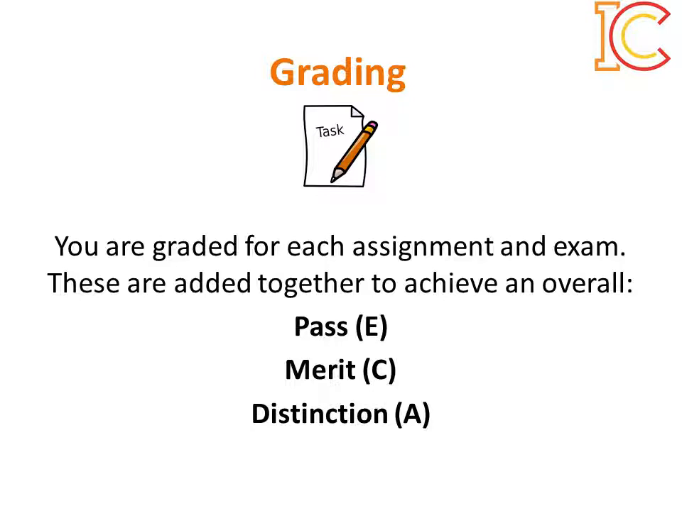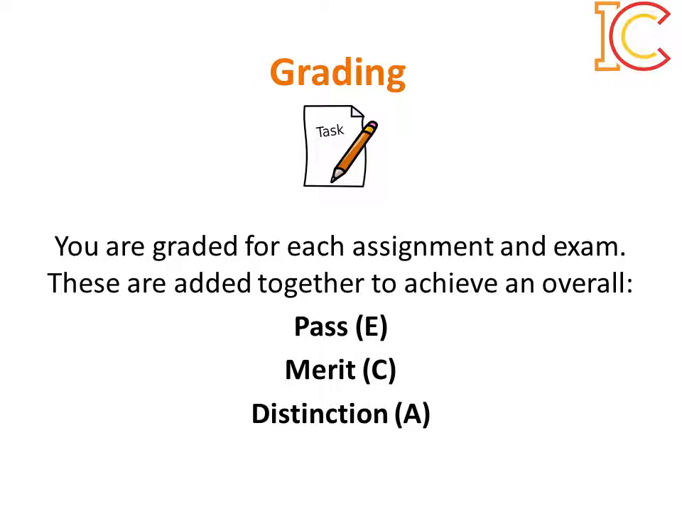Finally, in terms of overall grading for the qualification, it works very much like it did in Year 11 if you took health and social care. Each assignment and exam is given a grade, either a pass, a merit or distinction. But what they mean is slightly different in sixth form. So if you achieve a pass, that is worth the bottom A-level grade, which is an E. A merit is a C grade, and a distinction is an A grade.